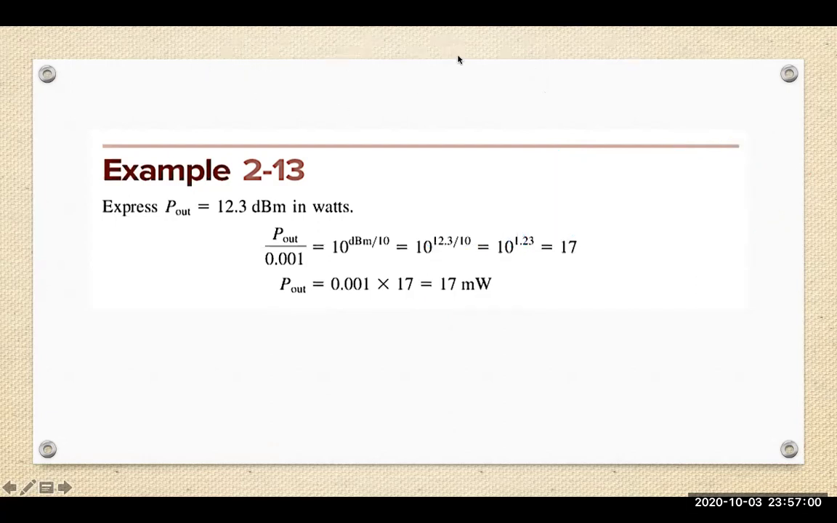Okay, so I think that's the end of this presentation. We were able to show you the solutions to problems in chapters 1 and 2 of the subject Fundamentals of Electronic Communication.